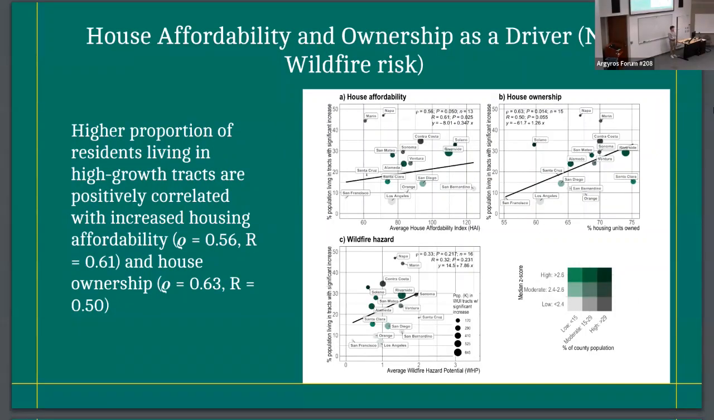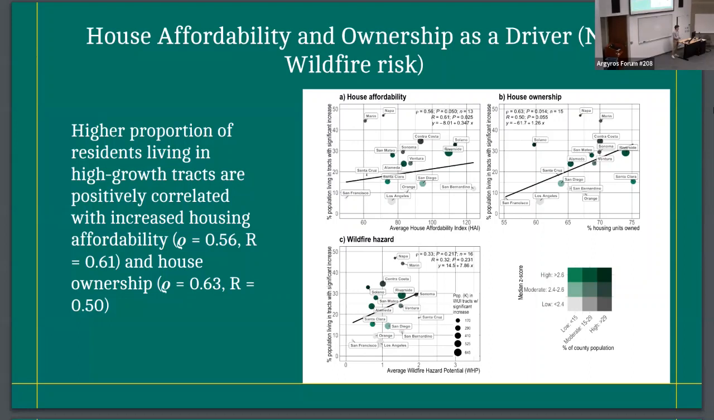And just to get into the drivers, looking at house affordability and house ownership, we did find a moderate correlation with that. The Spearman value is also moderate, and the Pearson model is also moderate. While with the wildfire hazard, interestingly enough, people don't seem to be greatly affected by that. They don't seem to care much about that risk when it comes to choosing somewhere to live.